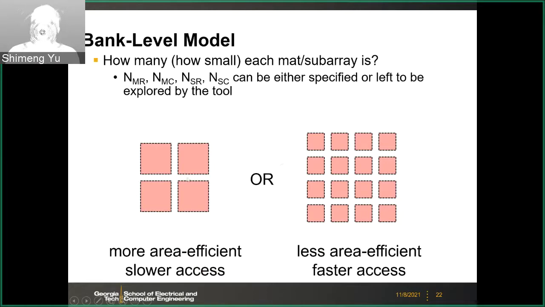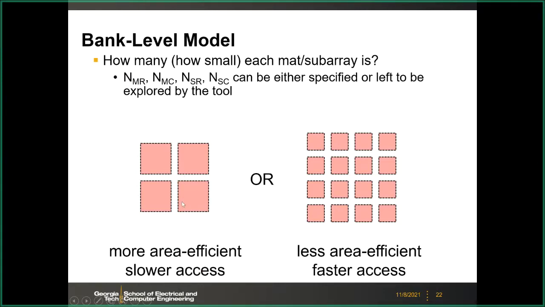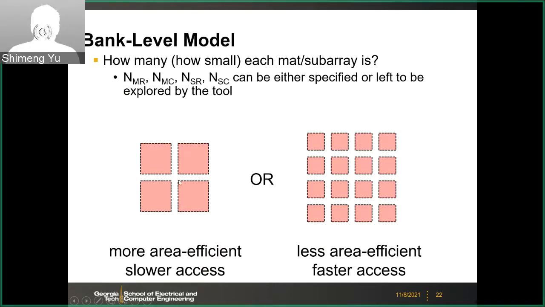So what would be the trade-off? Intuitively speaking, you can imagine this one will be more area efficient, but slower access. That's a larger delay. Why is that? Any idea? Why is this one less area efficient? Oh, sorry, more area efficient.